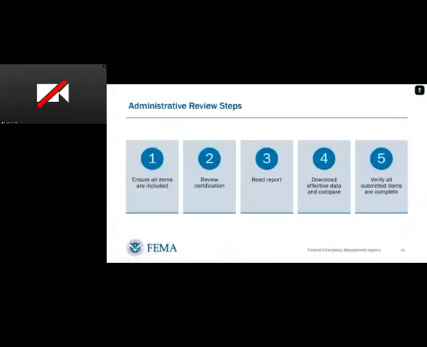So as we go into what those administrative review steps actually look like, we'd first want to make sure that all of our items are actually included in the package that we receive. We want to review that their no-rise package is actually certified. We want to read through the report, fully understand what they are planning and why, and we want to download the effective data so that we can compare it against what they're submitting to us. And then 5, we will verify that everything they submitted is actually complete and accurate against those other review items.